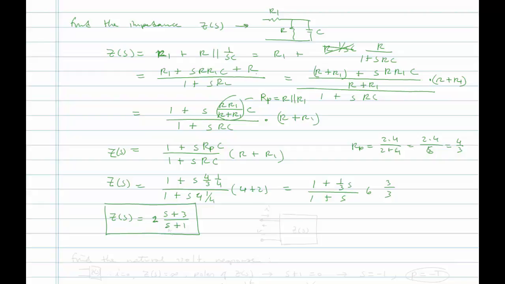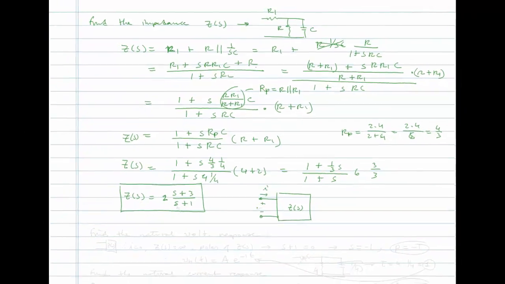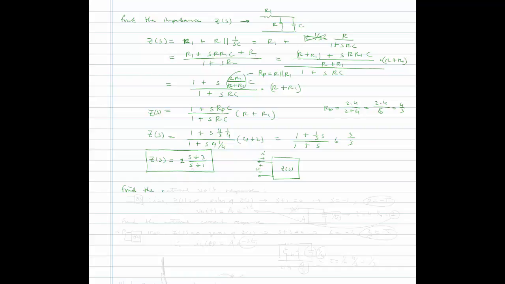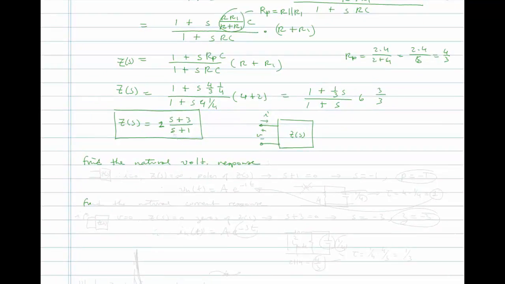Now, do you recall, let's draw this as a 2-port. And if I asked for what is, say, find the natural voltage response and find the natural current response, we can do this, right? The natural voltage response would be when there's nothing connected, right? So therefore I is equal to 0, and we're looking for the poles of Z of S.